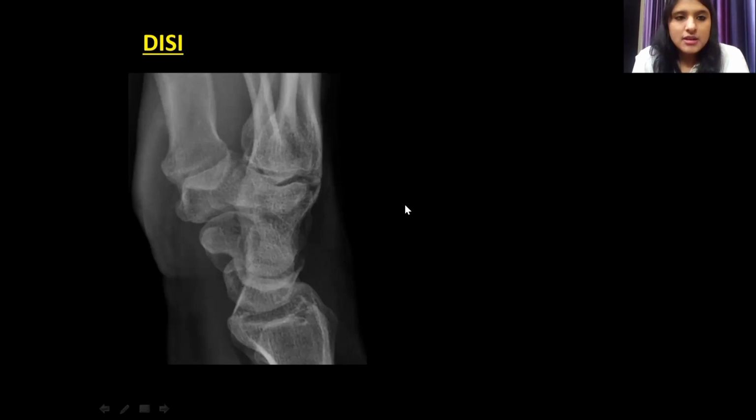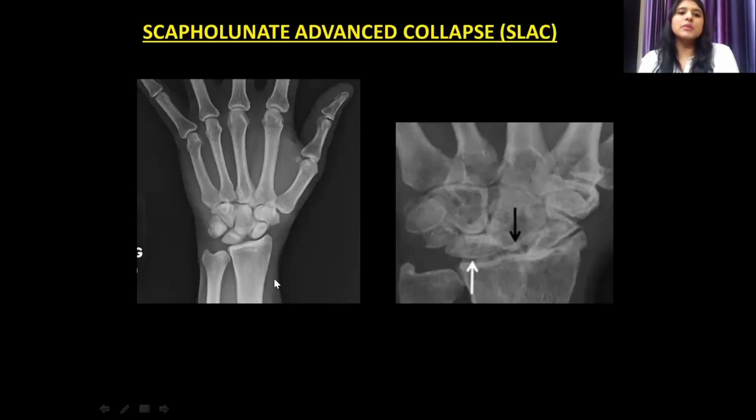So this is a spectrum which is seen with scapholunate ligament tear. When a scapholunate ligament tear occurs, there's a continued, predictable pathological spectrum of findings. And the next finding is SLAC wrist, or scapholunate advanced collapse. In this, there is proximal migration of the capitate bone. Here on this radiograph, you can see the widening of the scapholunate joint space. The capitate has migrated proximally.